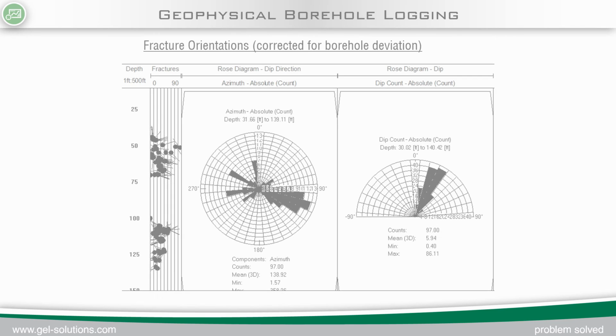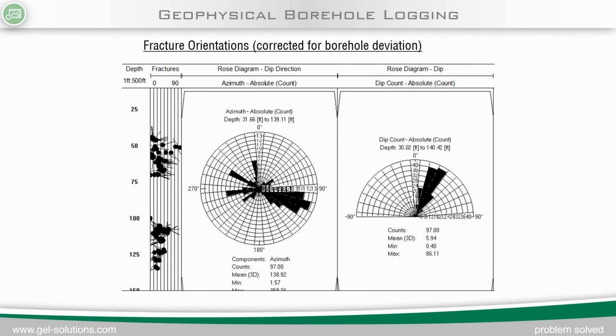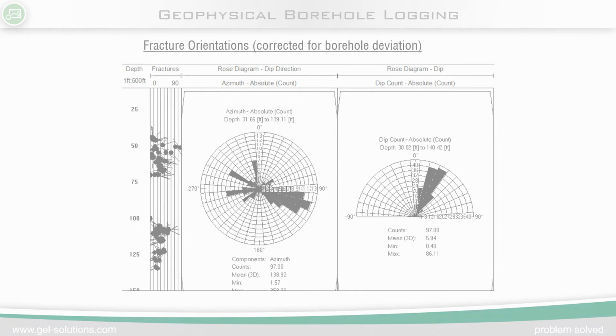Fractures and their orientations can then be shown in Rose diagrams to determine trends in the rock. Dip direction and dip angles can be shown in the Rose diagrams as well.